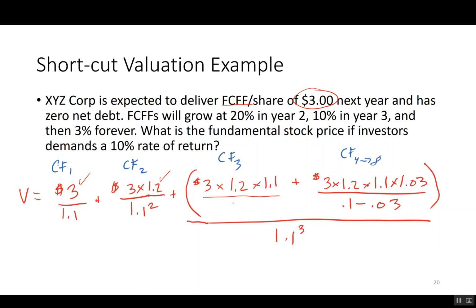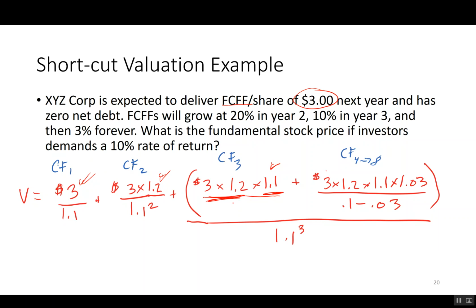Then they're going to grow at 10%. So I'll take my 3 times 1.2, which is my year 2 cash flow. Increase that by 10%, I get my year 3 cash flow. So this is the cash flow in year 1, 2, 3. And then I'll make the assumption that cash flows grow at 3% forever after year 3.